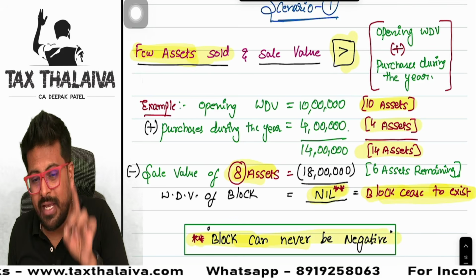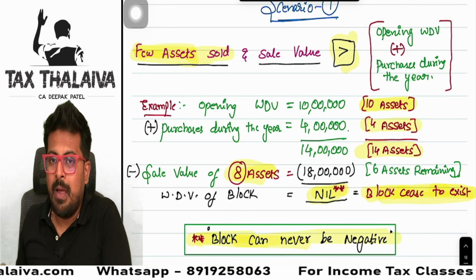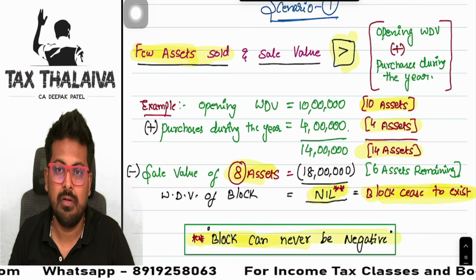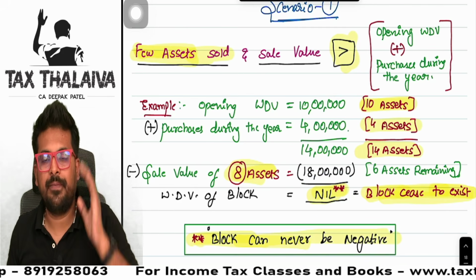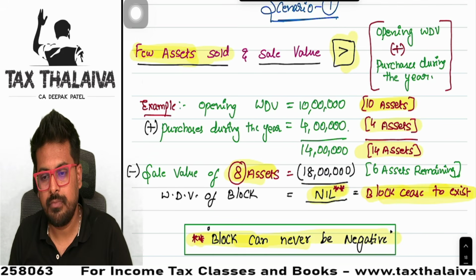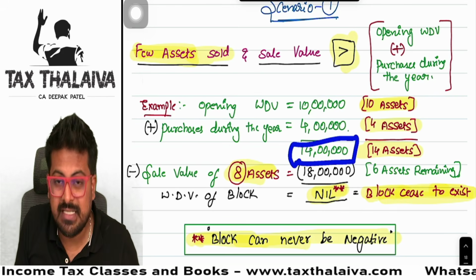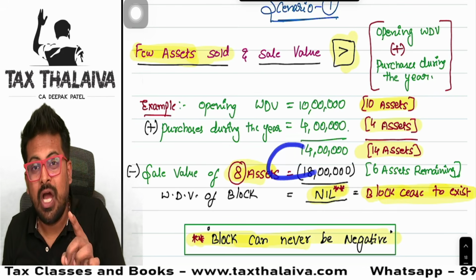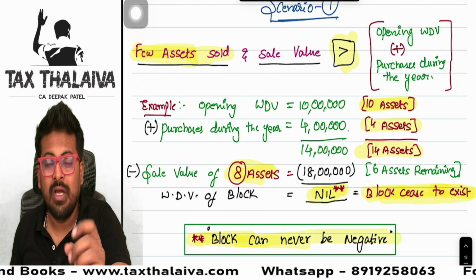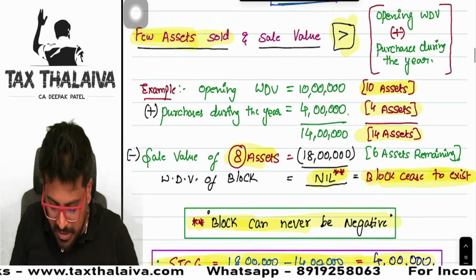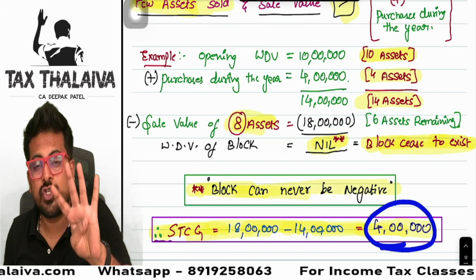The block has ceased to exist because of this effect. Assets are there in the block, but there is no value in the block. Because the block can never be negative, you have to make it 0 here. Nil it will become. And mind you, 14 lakh worth of assets, if you sold it for 18 lakhs, haven't you sold it for a higher value? If you sell any asset for a higher value, capital gain will come or not? And that is why you see short-term capital gain: 18 lakhs minus 14 lakhs, 4 lakhs of short-term capital gain will come.